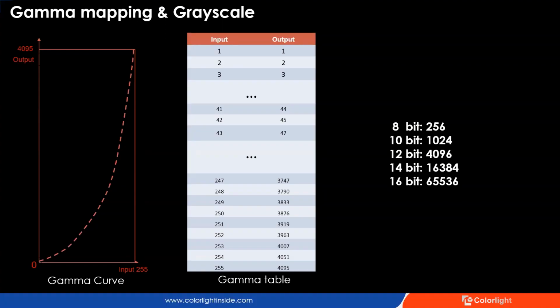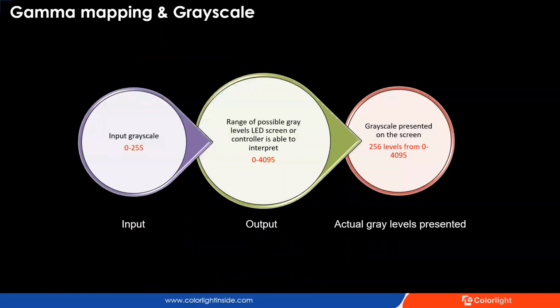We can either edit the gamma table or the gamma curve through LED Vision software to modify the mapping between the input and output. Depending on the type of driver IC, there are different gray levels we can set up in LED Vision software, such as 4096, 16384, 65536. It does not mean an image displayed on the screen will have such a number of gray levels.